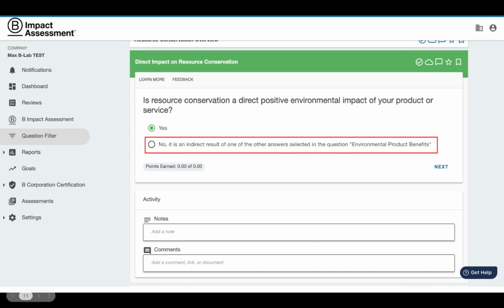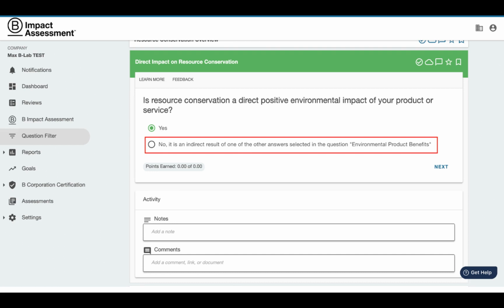This is the gating question that needs to be answered correctly for the IBM to show up in the assessment. It is a rather common question within the assessment, and often the next question asked after selecting a specific product benefit. As you can see, the question states, "Is resource conservation a direct positive environmental impact of your product or service? No, it is an indirect result of the other answer selected in the question, environmental product benefits," is common among IBM gating questions.